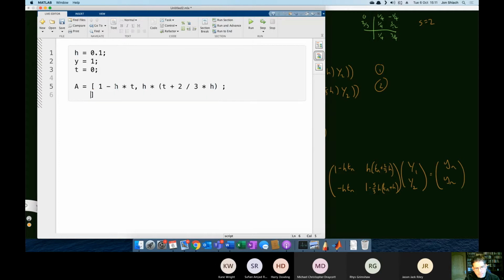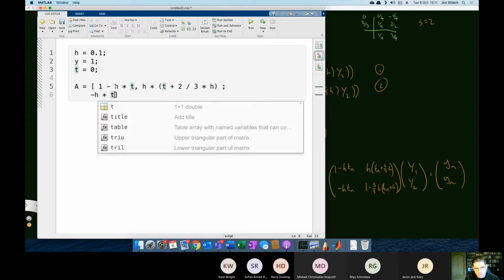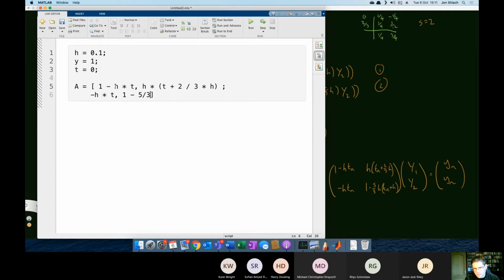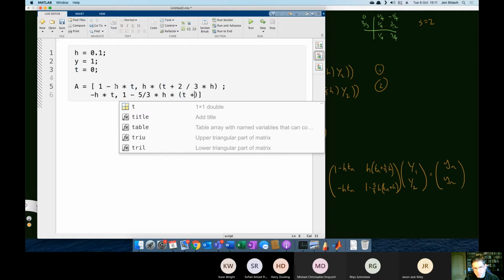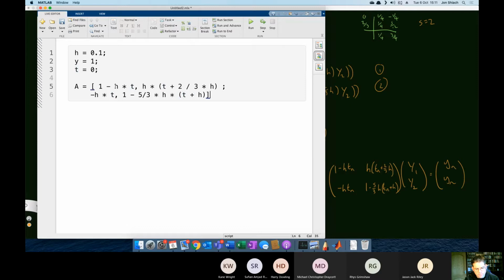And on the next line I've got minus h times t, and 1 minus 5/3 times h times t plus h. Okay, so that gives us some values. Should really check whether that's correct, but hopefully it is. Our right hand side vector b is going to be whatever our value of y is. So you can see our right hand side vector is just a 2×1 vector of 1s.